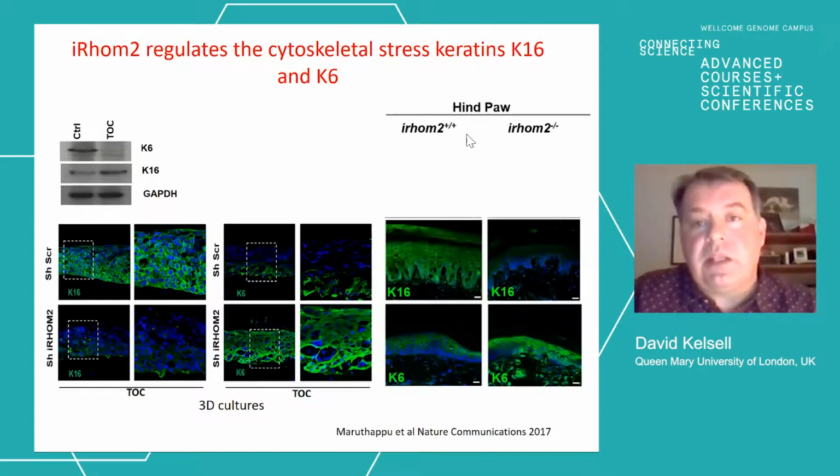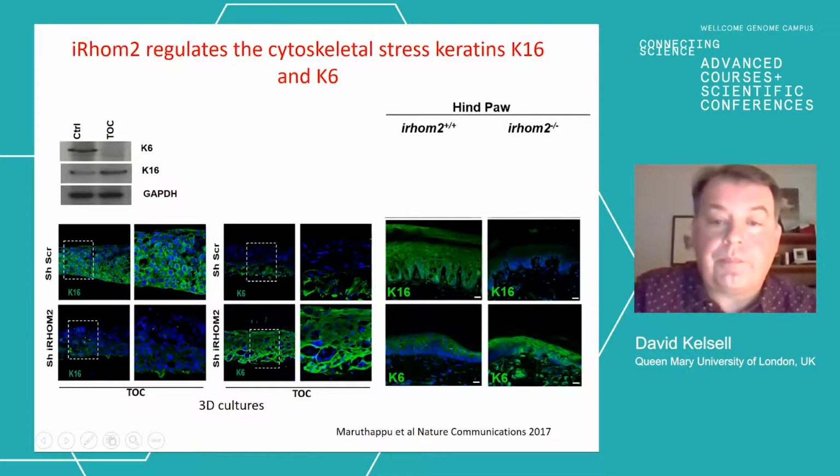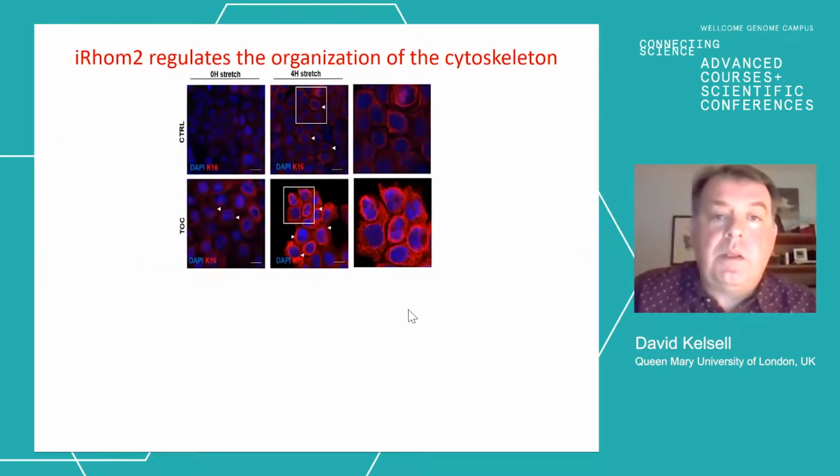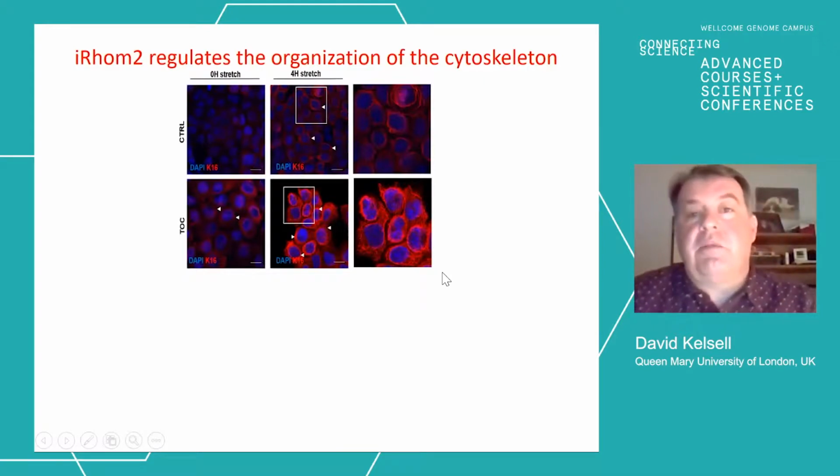So we then went into the mouse model, the knockout mouse, and sure enough, in the paw skin of control mice, you see K16 and K6. But look, in the knockout, very little K16, but much more K6. So this is modeling exactly what we saw in the 3D cultures when we knocked down iRhom2. So iRhom2 seems to be regulating the organization of the cytoskeleton.